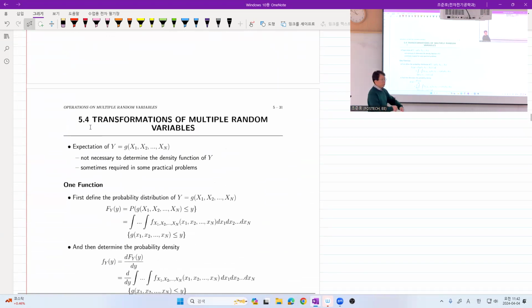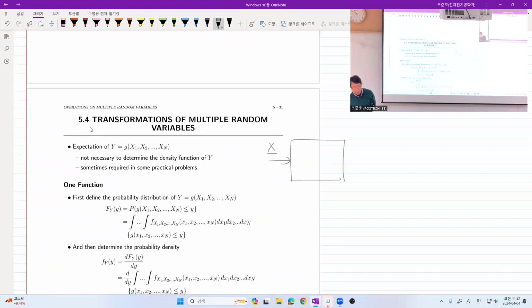Okay, so we move back to section 5.4, where we consider general transformation of a random vector to another random vector. So let me draw the same figure again. Here you have a random vector x, and here you have some mapping that gives you a random vector y. For this, we have something like this, g of x. And let me use underline here to mean that this is a deterministic vector valued function of a vector x.